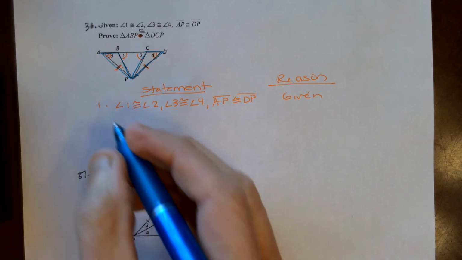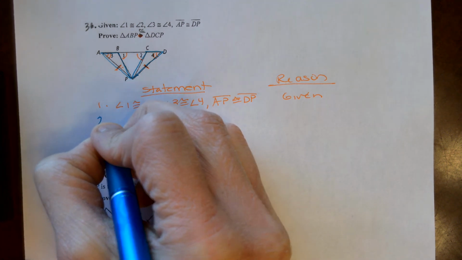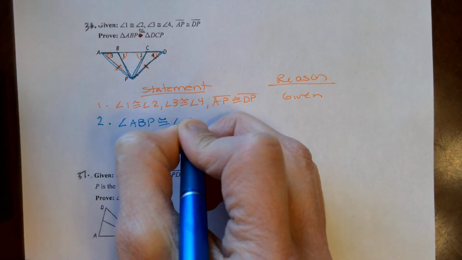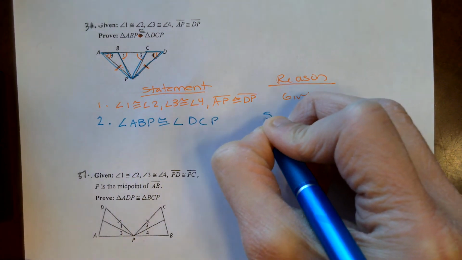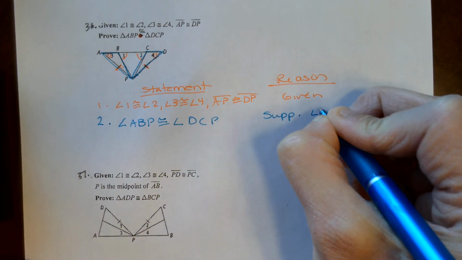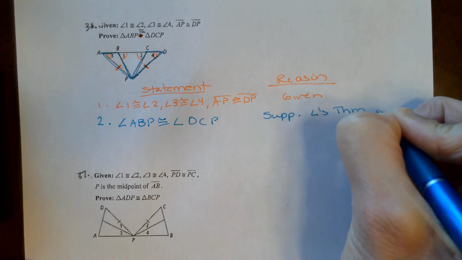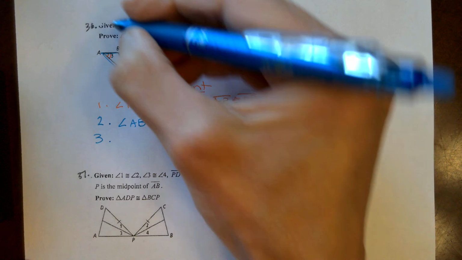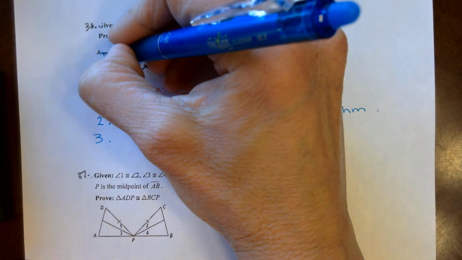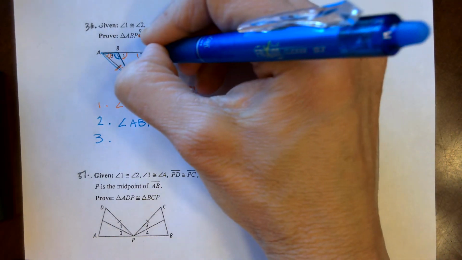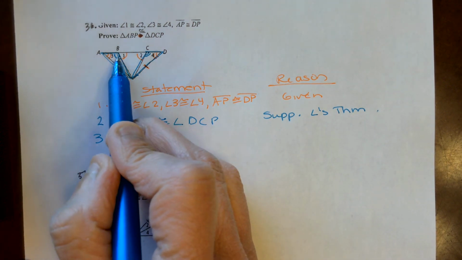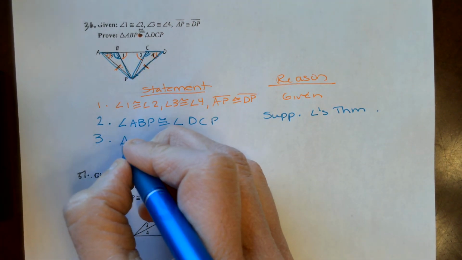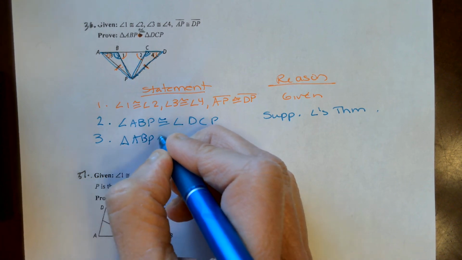Supplementary angles theorem. There we go. Angle ABP is congruent to angle DCP by supplementary angles theorem. All right, so I can mark that. And then I have angle, angle, side, and angle, angle, side. Yippee. We are done.